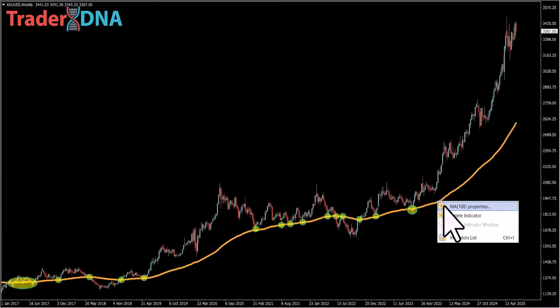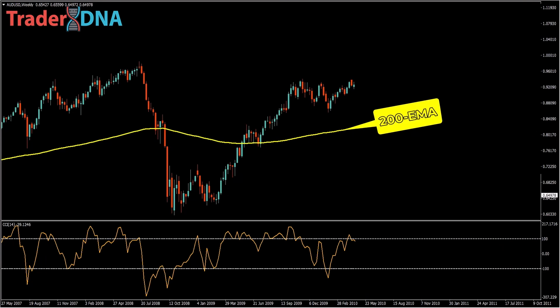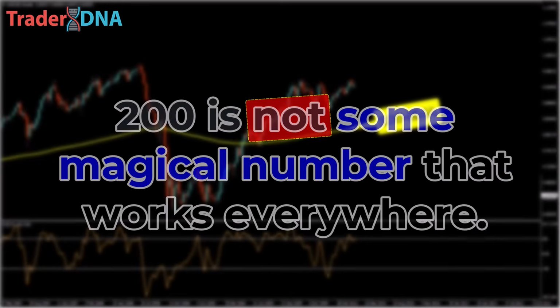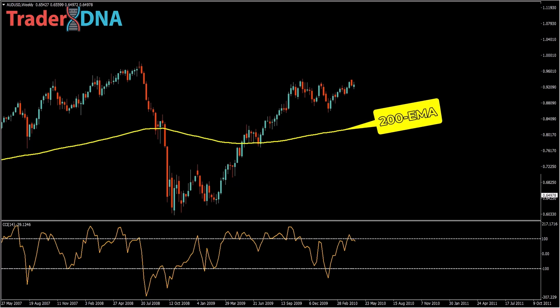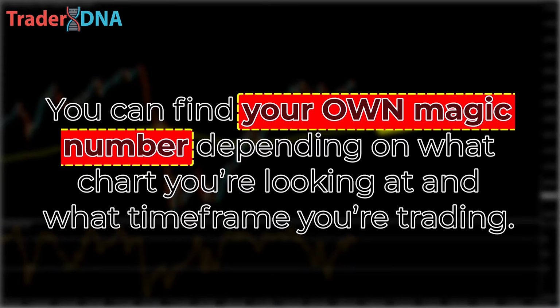And in this chart, the golden winner is the 200 period EMA. But listen carefully. 200 is not some magical number that works everywhere. It just happens to be the one that the market respects the most on this chart, in this time frame. But here's the exciting part. You can find your own magic number depending on what chart you're looking at and what time frame you're trading.